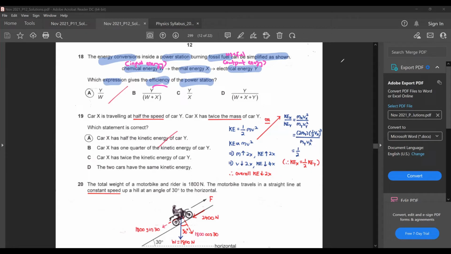So efficiency is, by right, useful output energy over input energy. So it's actually supposed to be Y over W. So answer is A. Useful output energy over your input energy. Thermal energy is actually not used here. I mean, the thermal energy is not your useful energy here. It's waste energy.